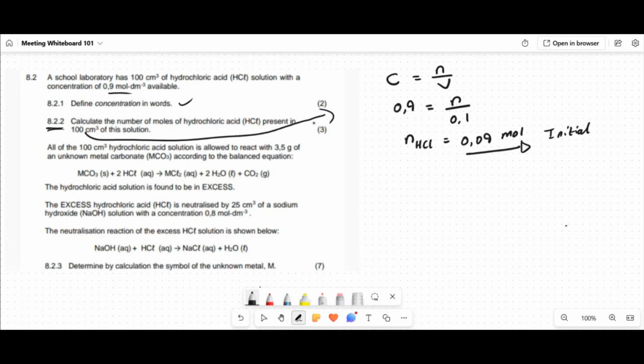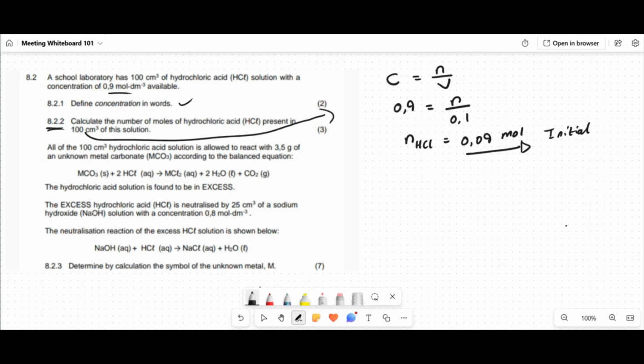Now, we're going to start the reaction. All of the 100 cubic centimeter hydrochloric acid solution is allowed to react with 3.5 g of unknown metal carbonate, MCO3, right? According to the balanced equation.